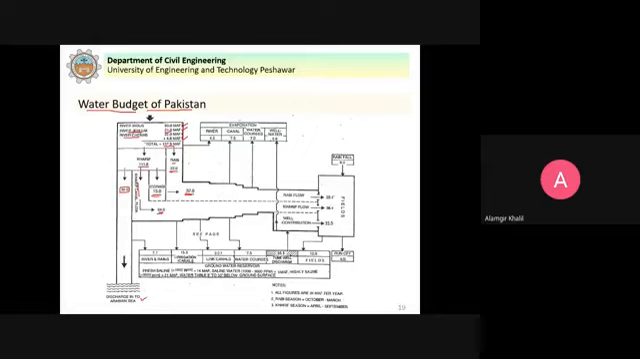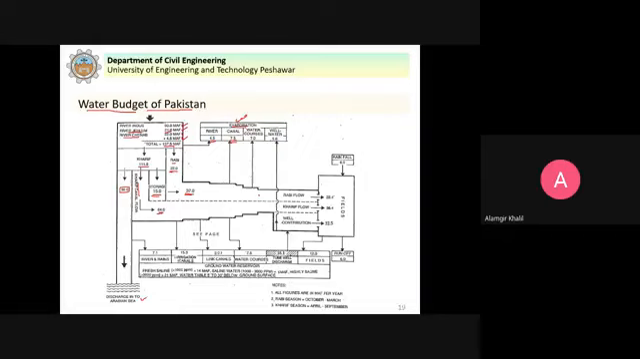So we have the losses. We have the evaporation losses that you can see here. The water that is evaporated directly from the rivers is estimated as 4.5 million acre feet. That is the evaporation of water that takes place from the surface of the rivers. From the canals, the water that evaporates is estimated as 7.5 million acre feet.